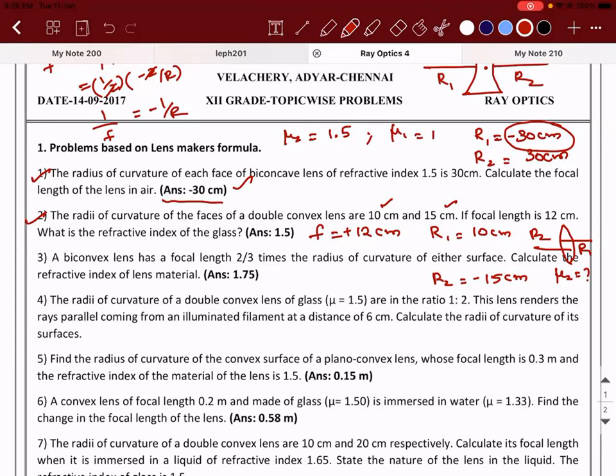So what is the answer? Guys, can we make it pretty fast, because we have a lot of topics to be completed. Can you be a little active, please?